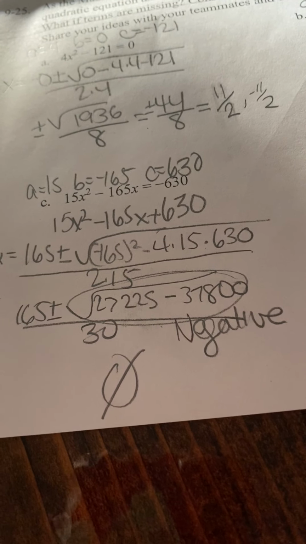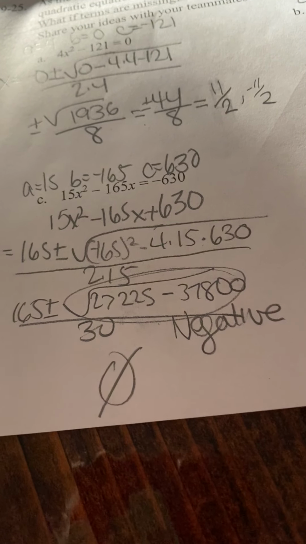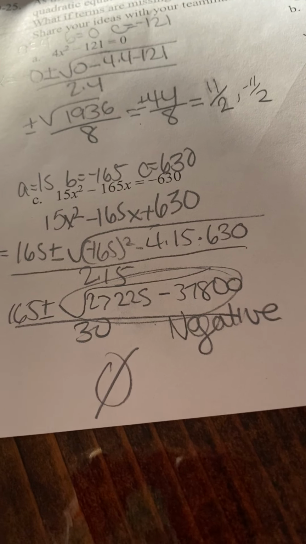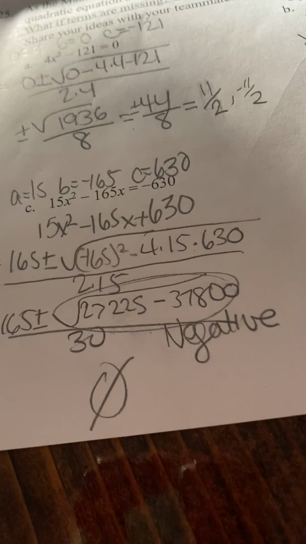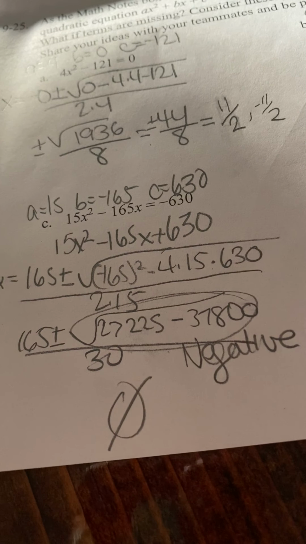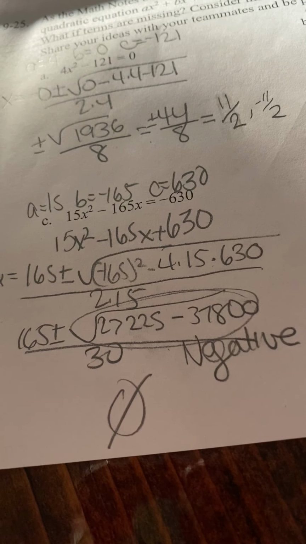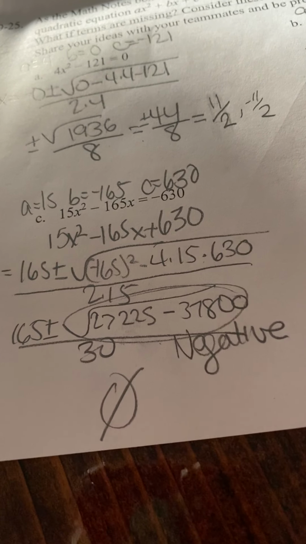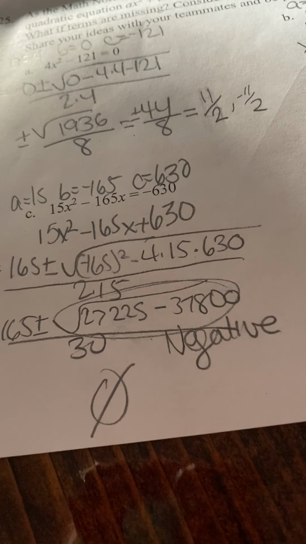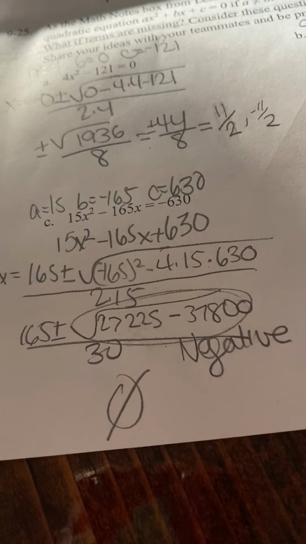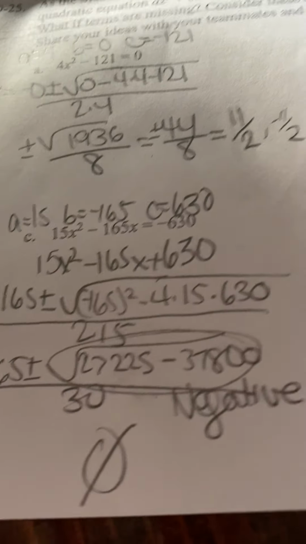So 165 squared gives you 27,225. When you take 4 times 15 times 630, you get 37,800. Well, when you subtract that, that's going to give you a negative number. Remember, you can't have a negative inside a square root. Therefore, that one's no solution, and you can stop right there.